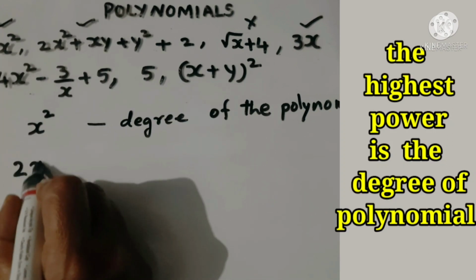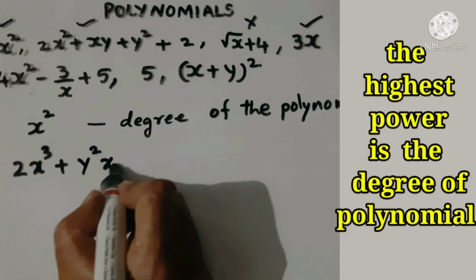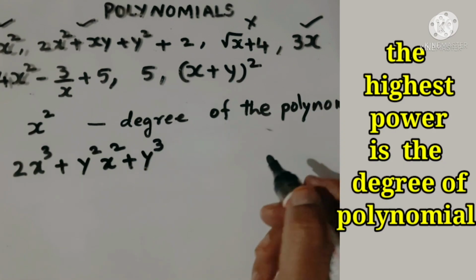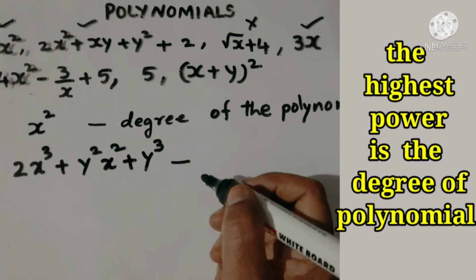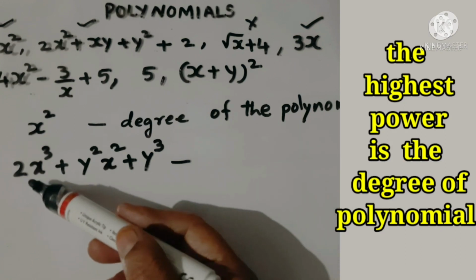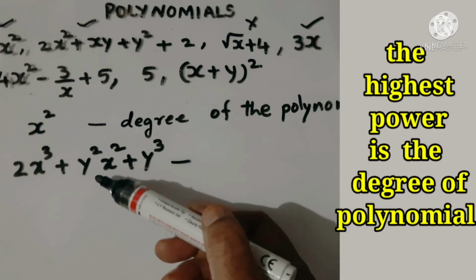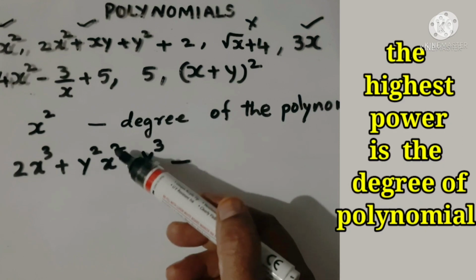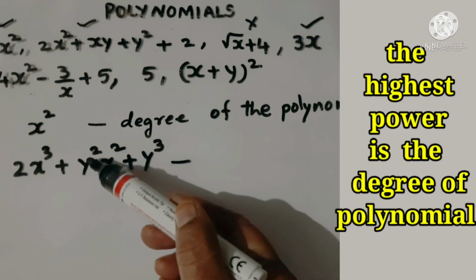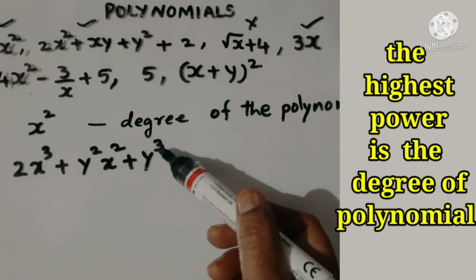2x cube plus y square x square plus y cube. And what is the degree of this polynomial? For the first term, the power is 3, and for the second term, y is having 2 and x is having 2. So we have to add both the powers. So the power is 4, and the power of the third term is 3.